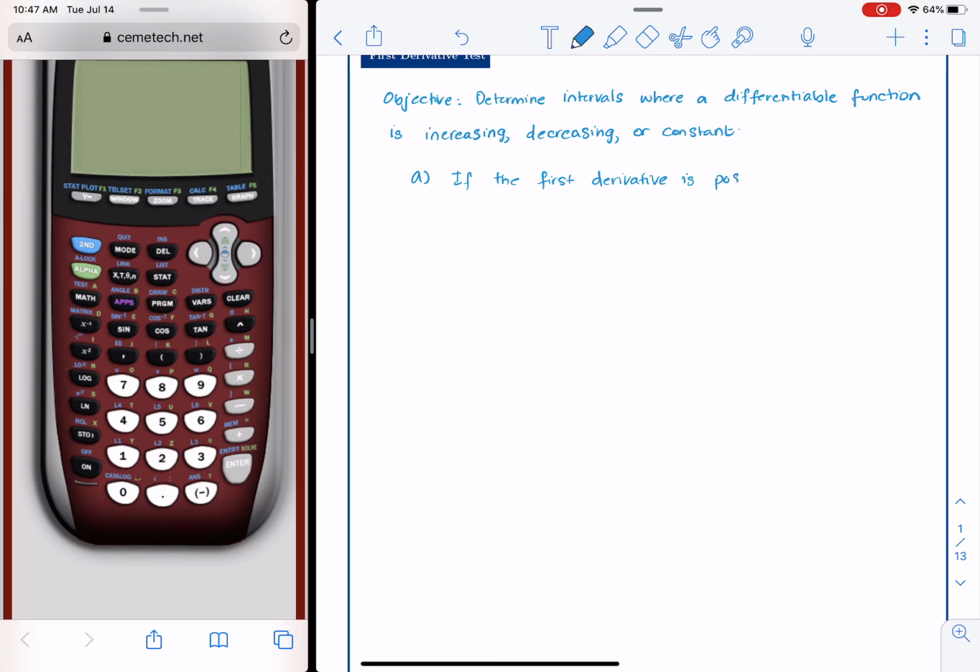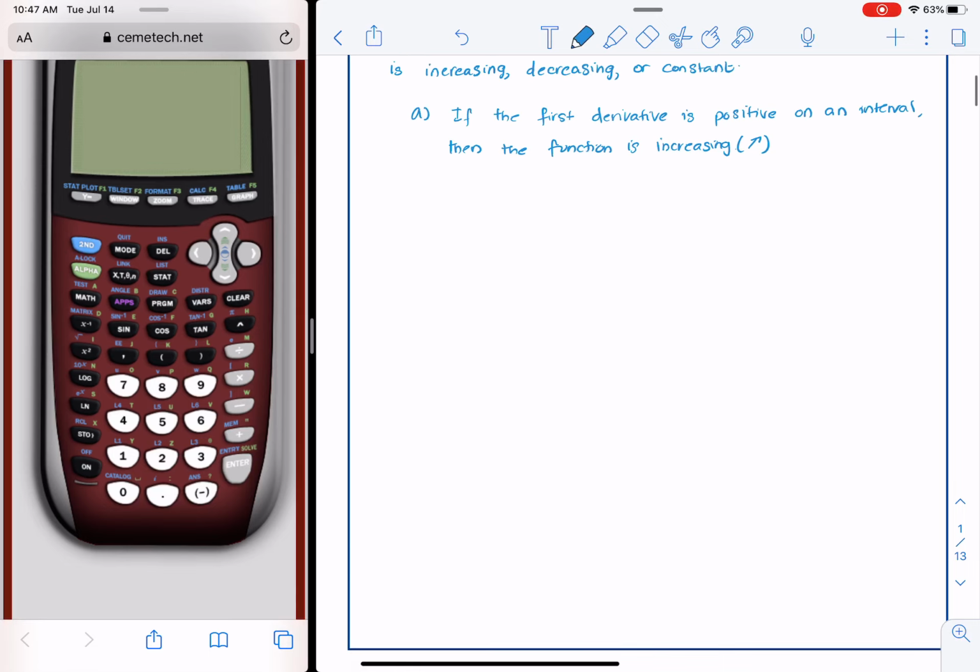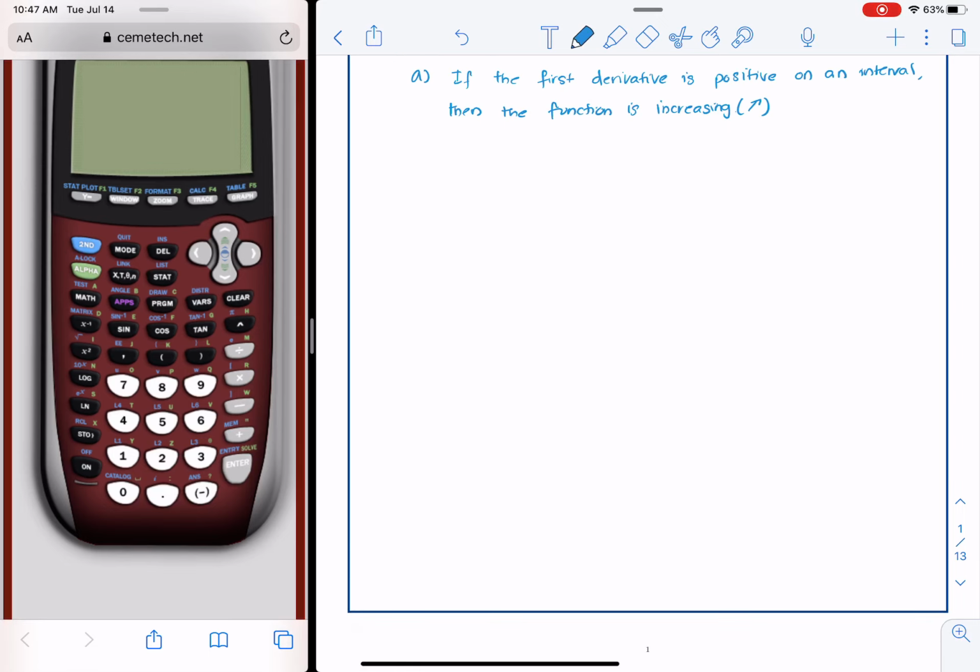is positive on an interval, then the function is increasing. We'll have a short notation, shorthand notation as an upward arrow.